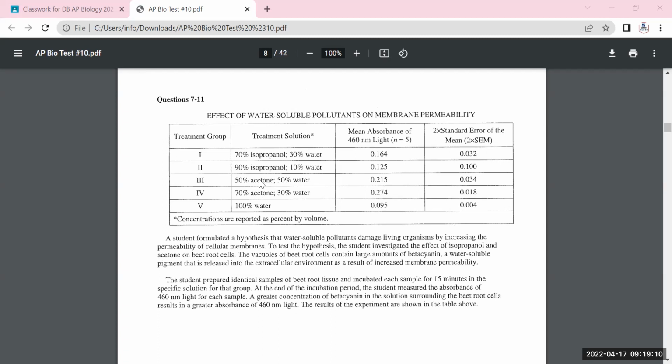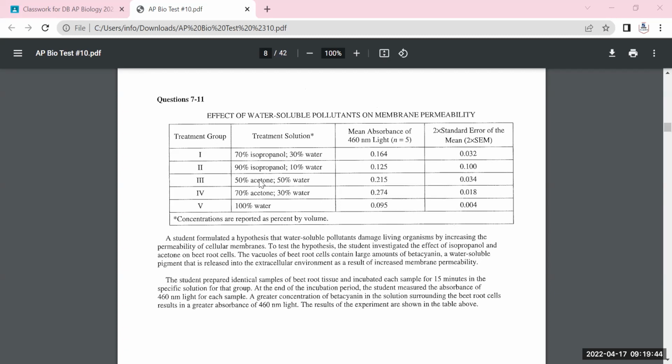All right, effect of water-soluble pollutants on membrane permeability. A student formulated a hypothesis that water-soluble pollutants damage living organisms by increasing the permeability of cellular membranes. To test the hypothesis, the student investigated the effect of isopropanol and acetone on beetroot cells. The vacuoles of beetroot cells contain large amounts of beta-cyanine, a water-soluble pigment that is released into the extracellular environment as a result of increased membrane permeability.